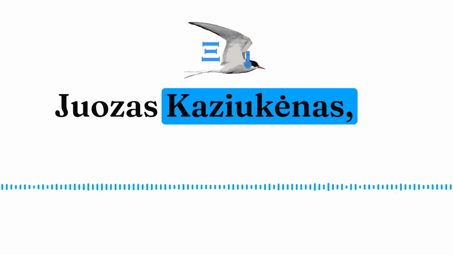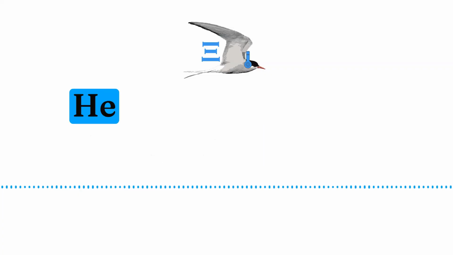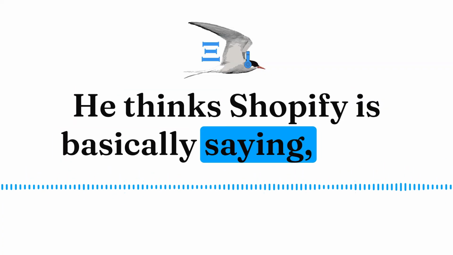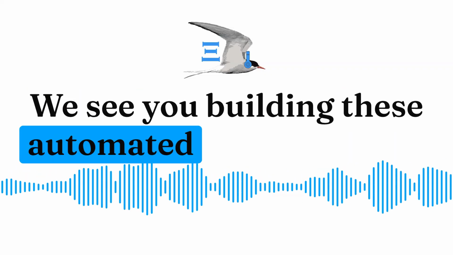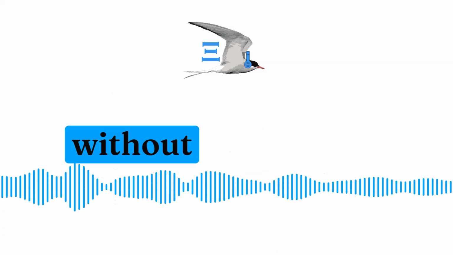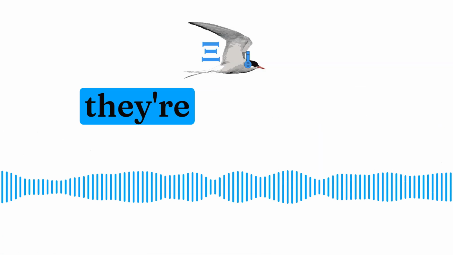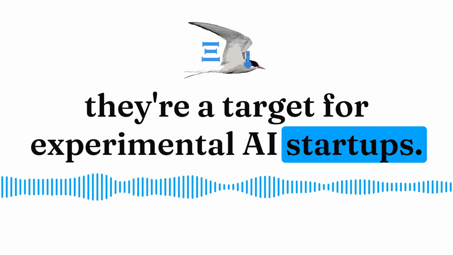Yuzas Kaziukanis, an e-commerce analyst quoted in Modern Retail, put it pretty bluntly. He thinks Shopify is basically saying, hey, we see you building these automated checkout tools on top of our merchants. We don't want you doing that, at least not without permission. Because Shopify hosts so many direct-to-consumer brands, they're a target for experimental AI startups.